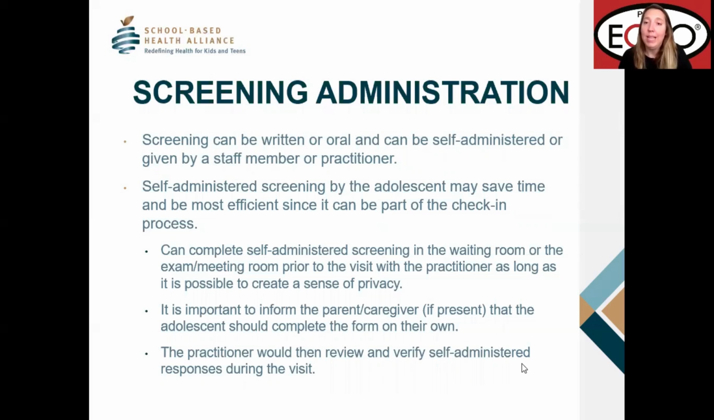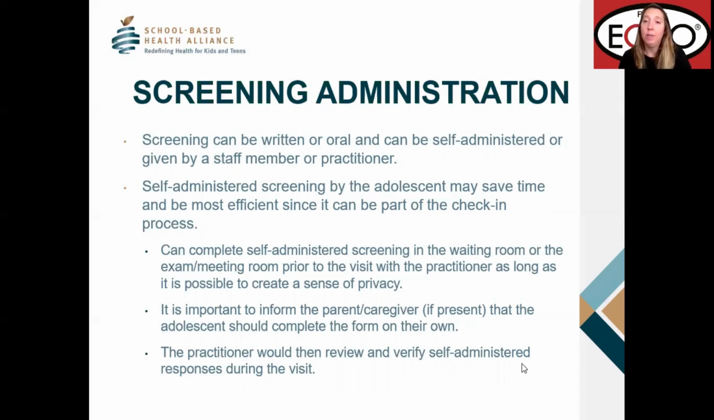Self-administered screening by the adolescent may save time and be most efficient because different members of care teams, such as front desk personnel or a medical assistant, can initiate screening as part of the check-in process. In addition, the adolescent could complete self-administered screening in the waiting room or the exam room prior to the visit with the practitioner, as long as it's possible to create a sense of privacy. With self-administered screening, it's important to inform the adolescent or parent caregiver, if present, that the adolescent should complete the form on their own. The practitioner would then review and verify self-administered responses during the visit.